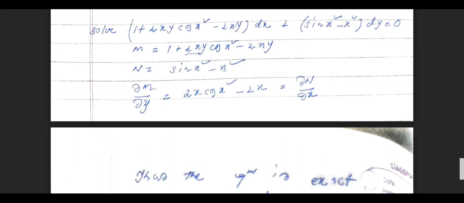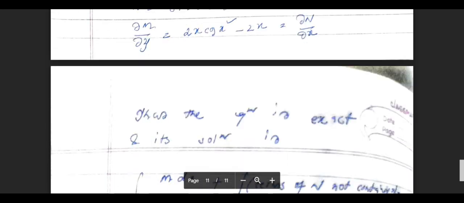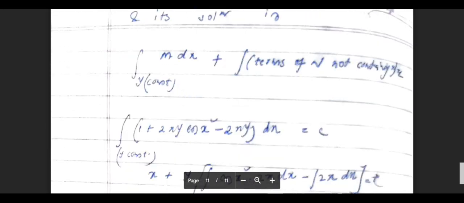Exact differential equation means we have to integrate M dx, where you have to consider y as constant, then the terms of N not containing x. I didn't write terms of N, no? Terms of N actually not containing x. M, we already know what M is, so you have to integrate that with respect to x, dx.